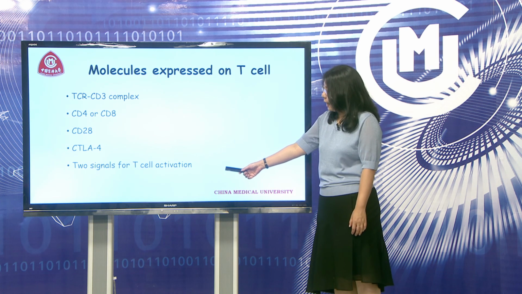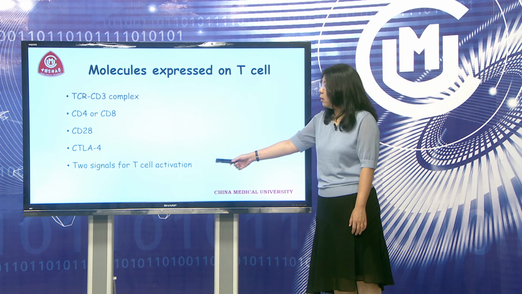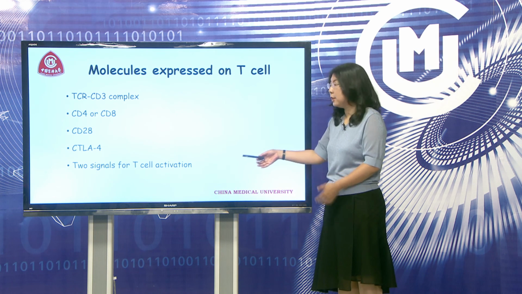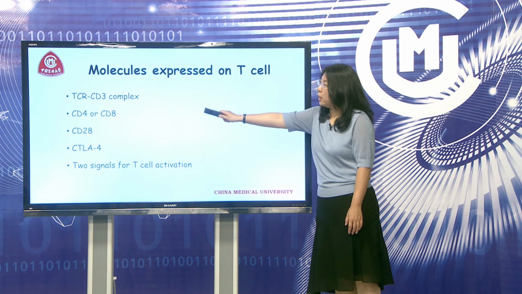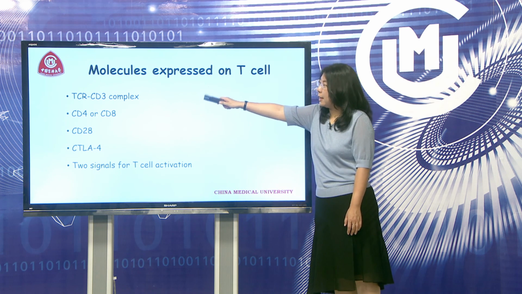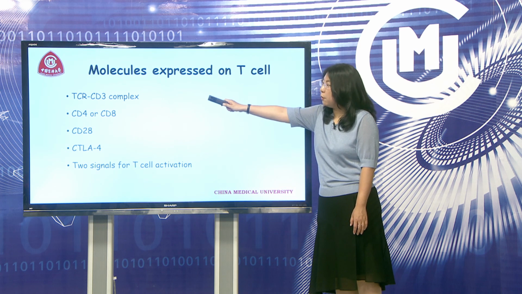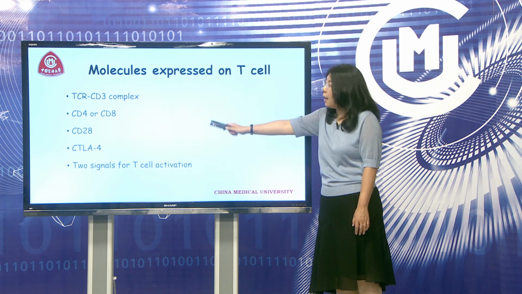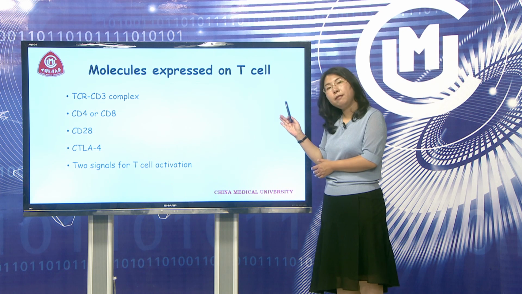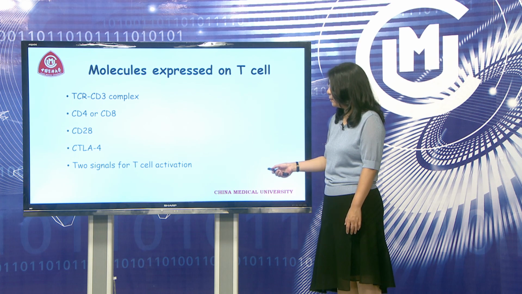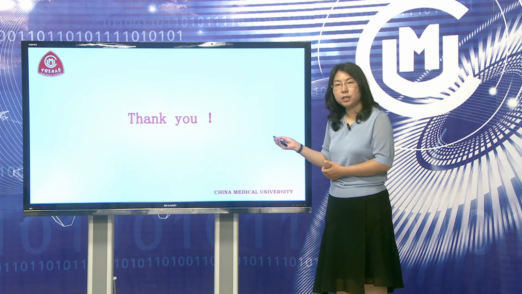So for this class, you should know the two signals for T cell activation. What are the two signals? The first signal is from antigen. The TCR recognizes antigen, and CD3, CD4, or CD8 help the TCR transfer this antigen signal. And CD28 binding with B7 gives the co-stimulatory signal, the second signal for T cell activation. So it's okay for this section.